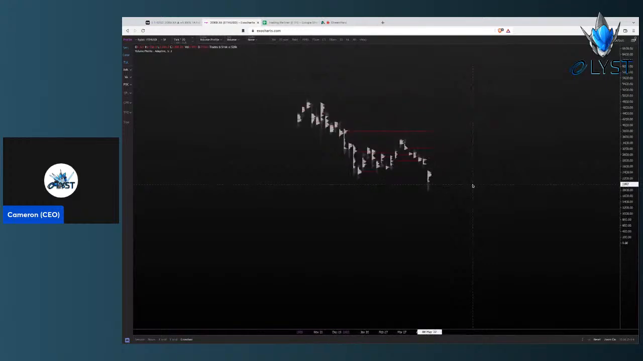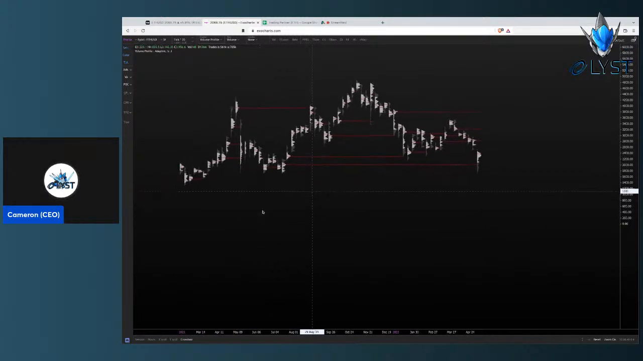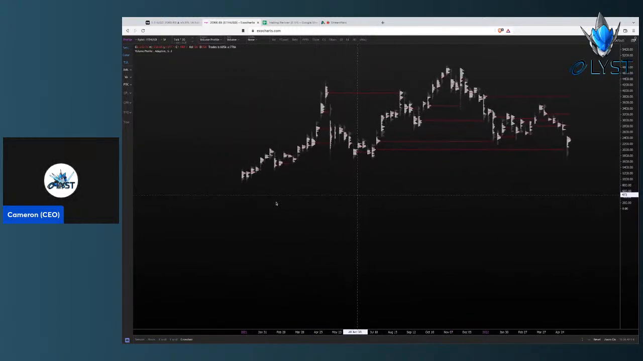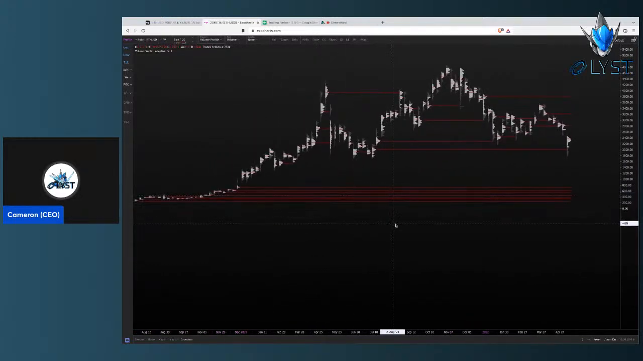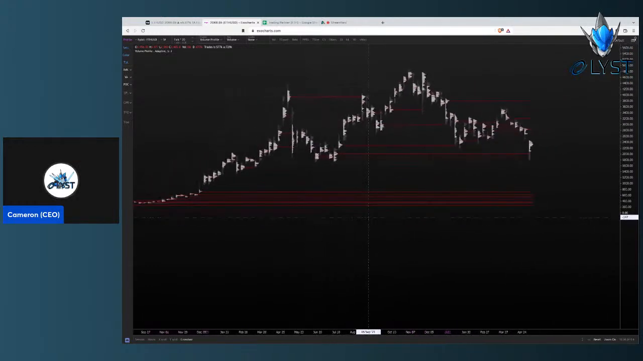I kind of want to get some of these lower levels. So we hit that one. That was a big naked point of control at 2022. Didn't do much for us, did it? That was another reason why we bought in that level. Bottom of the range, naked point of control. It was the 618 kind of golden pocket. But look at these naked points of control.